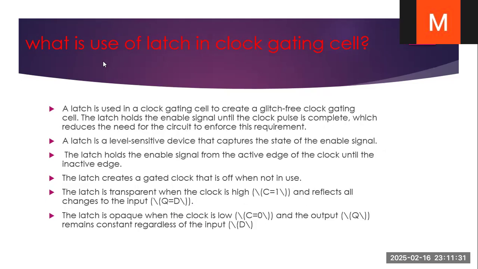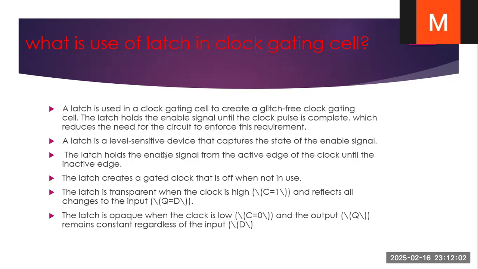Next, what is the use of the latch in the clock gating cell? A clock gating cell comes with a latch and an AND gate. A latch is used in a clock gating cell to create a glitch-free clock gating cell. The latch holds the enable signal until the clock pulse is complete, which reduces the need for the circuit to enforce this requirement.